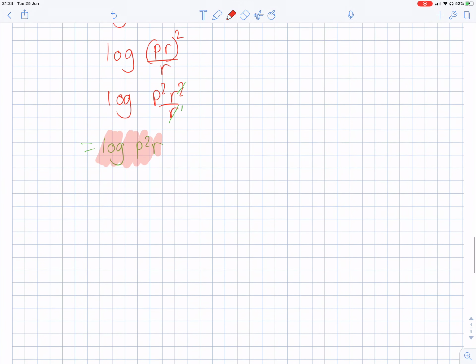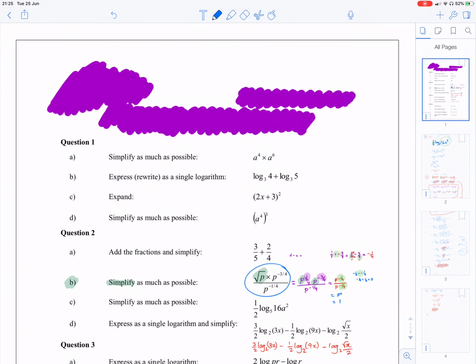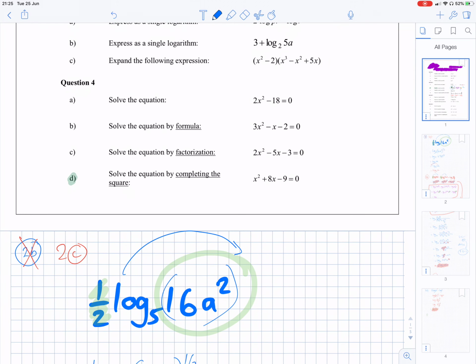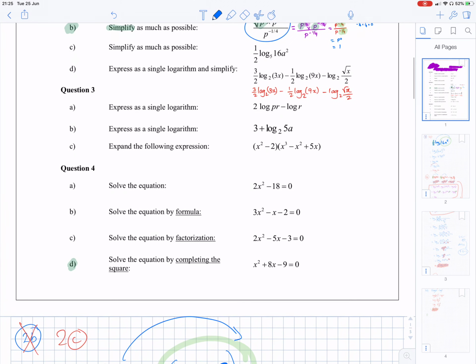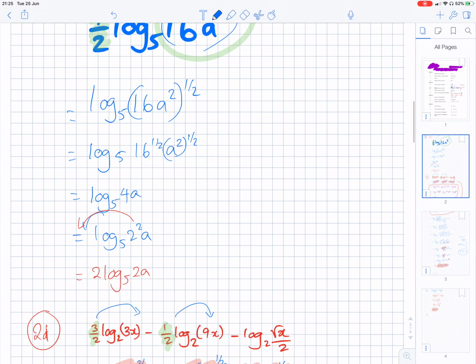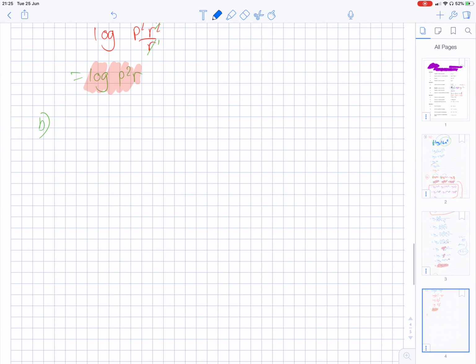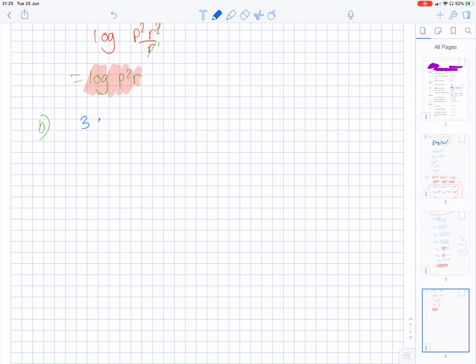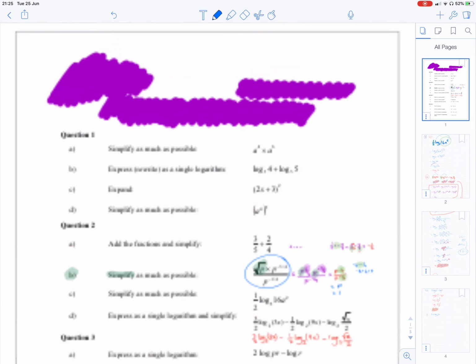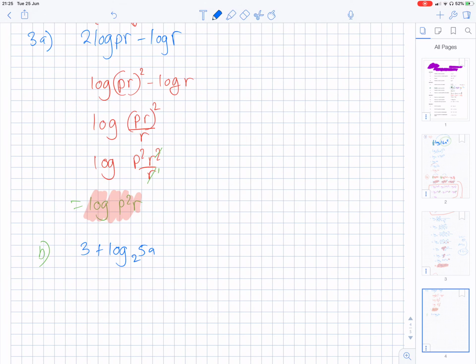Okay, let's look at 3b. 3b is: express as a single number, 3 plus log 5a base 2. Let's just check, is that the correct one? 3 plus log 5a base 2.